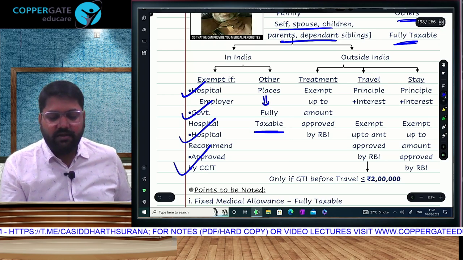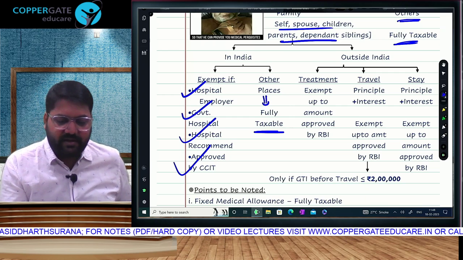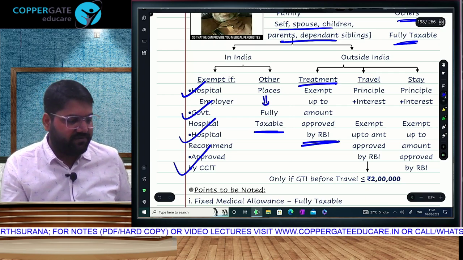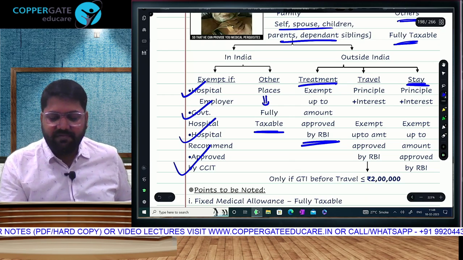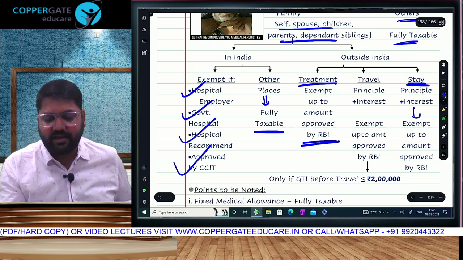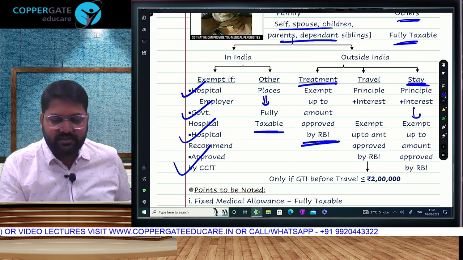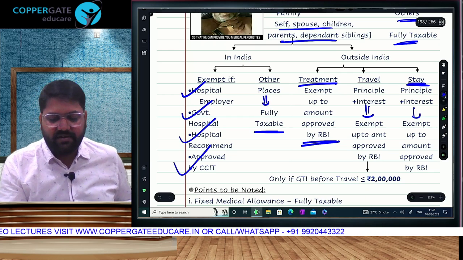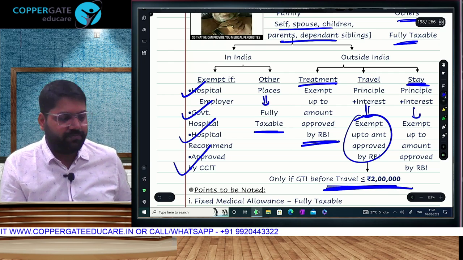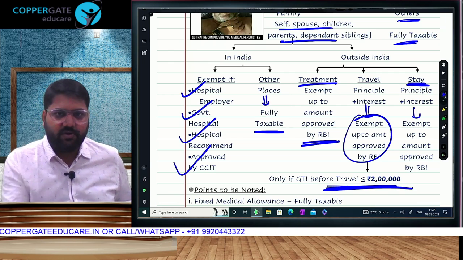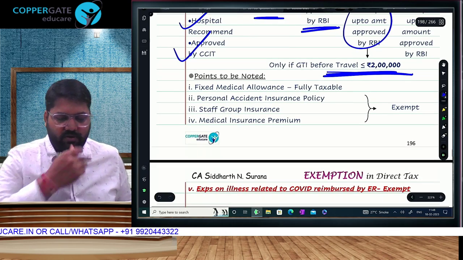to be fully taxable. And if the treatment is given outside India, so for treatment the amount that will be exempt will be the amount as permitted by RBI. For outside India, for stay, we will take exempt up to the amount approved by RBI, and stay has to be for the patient plus one attendant. And for outside India, if there is travel, so again we will take exempt up to the amount permitted by RBI, but only if the GTI before travel is up to rupees 2 lakh. Only if the GTI before travel is up to rupees 2 lakh, then only it is going to be exempt.